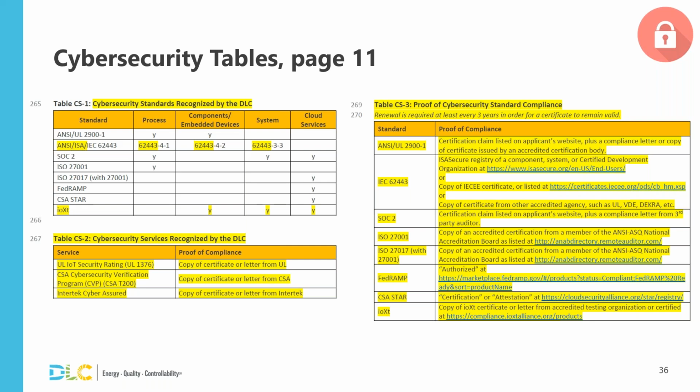And in terms of exactly what kind of documentation we're looking for, this Table CS3 is our best current understanding of how exactly each standard is documented.